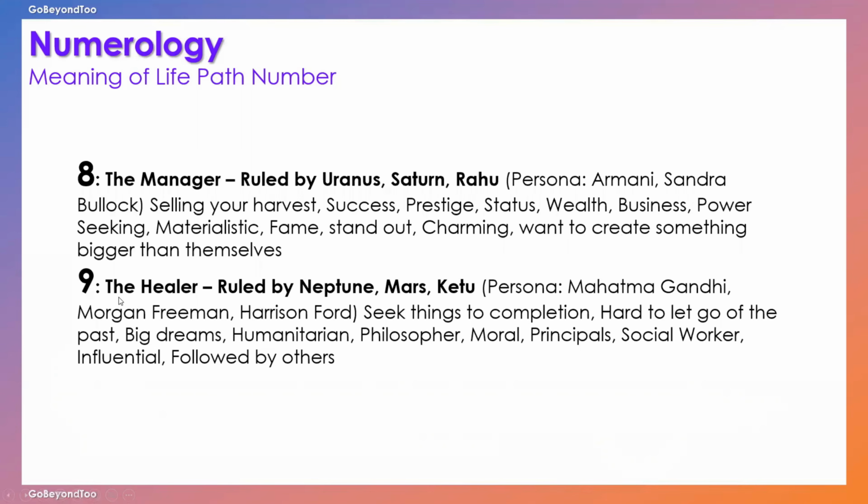Life path number 9 are the healers. This is ruled by Neptune and Mars and Ketu. Personas are Mahatma Gandhi, Morgan Freeman, Harrison Ford.